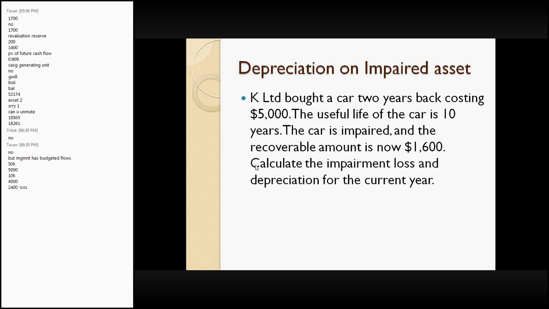How much will be the depreciation for the current year? Now, depreciation is always charged on the revalued amount over the remaining useful life. 1,600 divided by 8 years is 200, which is the depreciation charge for the current year. So now you're comfortable in dealing with IAS 16 property, plant and equipment as well as IAS 36, isn't it?